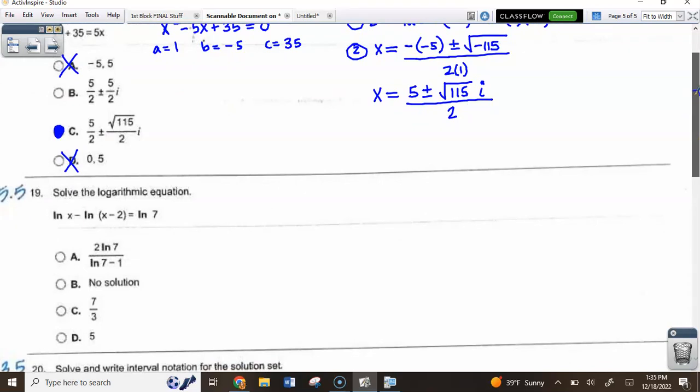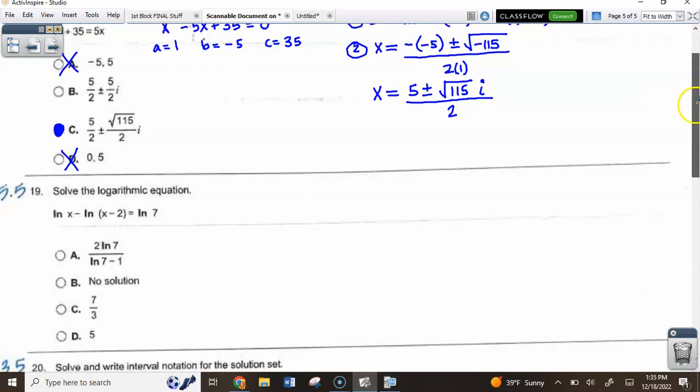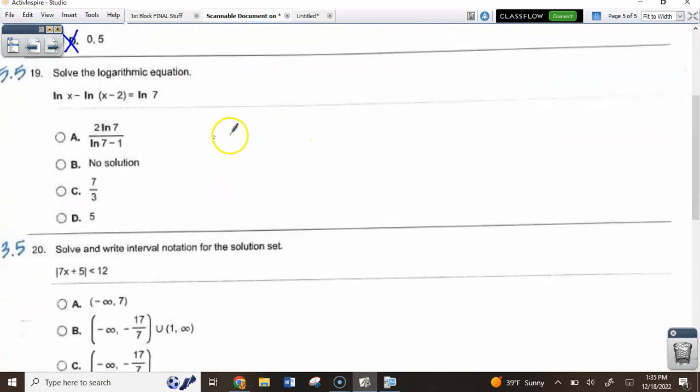Number 19, solve the logarithmic equation. So this comes from the last section we covered. Think back to what I said. If it says a single log equals a number, you can convert it. If it's multiple, you have to do a different approach. Try the rules and see if you can condense it.